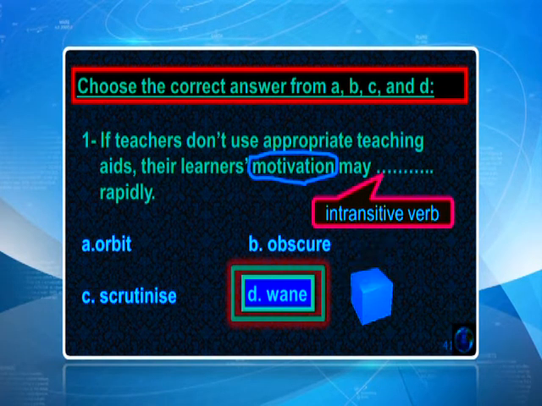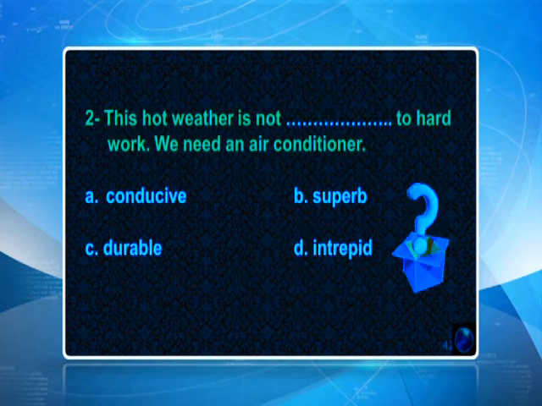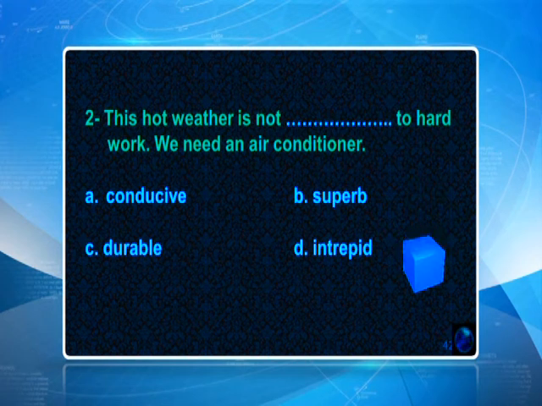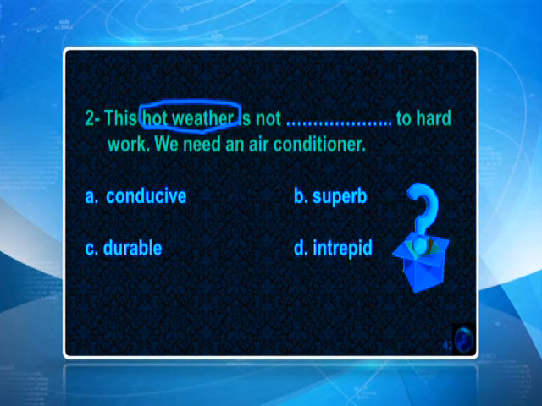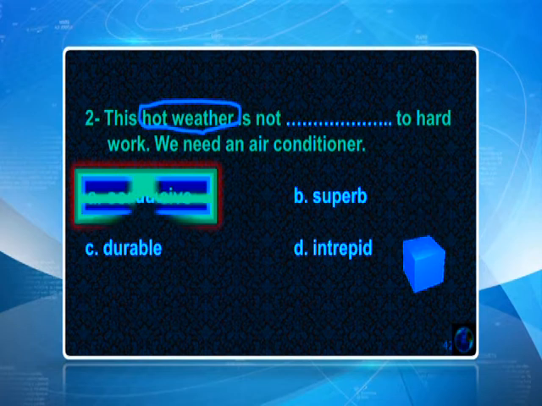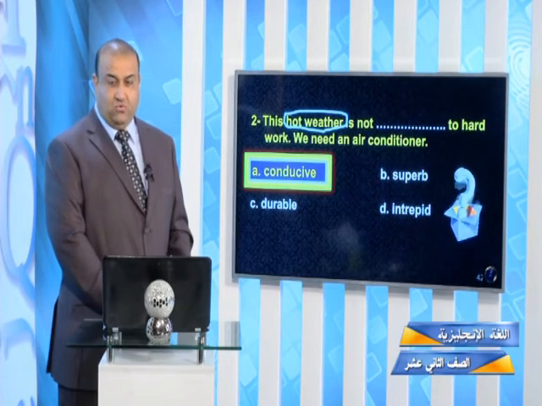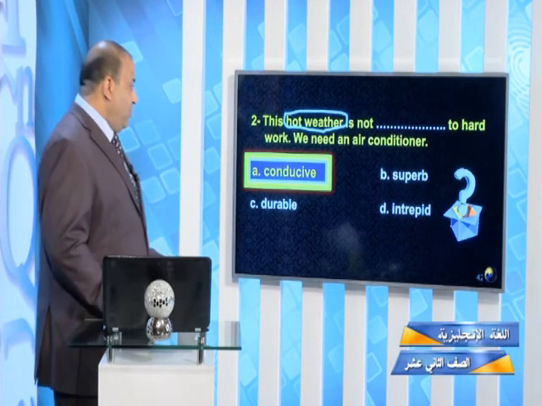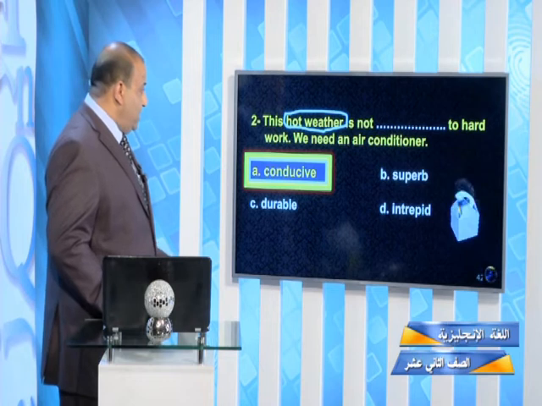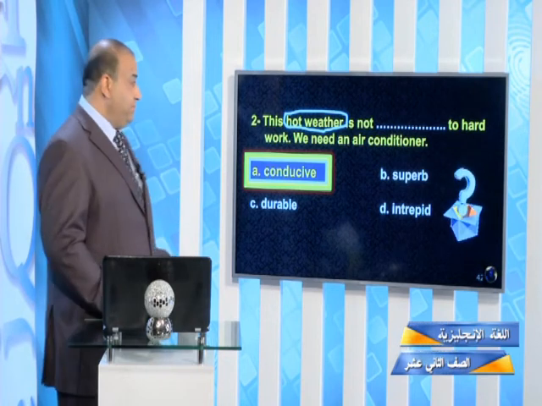wane rapidly. The second sentence: this hot weather is not, and we need a word here, too hard work. We need an air conditioner. Again, we have to look for clues. For example, we are speaking about hot weather, okay? So the answer is conducive. This hot weather is not conducive. It's not appropriate to work in a hard way or to work in a very convenient way.